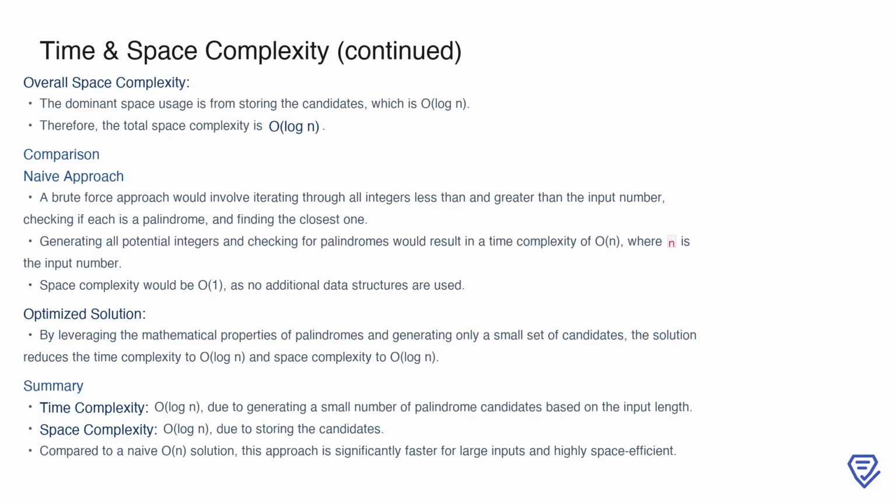In contrast, our optimized solution leverages mathematical properties to generate a small, fixed set of candidates, reducing the time complexity to O(log n) and the space complexity to O(log n). This makes it significantly faster and more space efficient for large inputs. In summary, the optimized solution is highly efficient, with both time and space complexities of O(log n), making it a clear improvement over the naive approach for this problem.